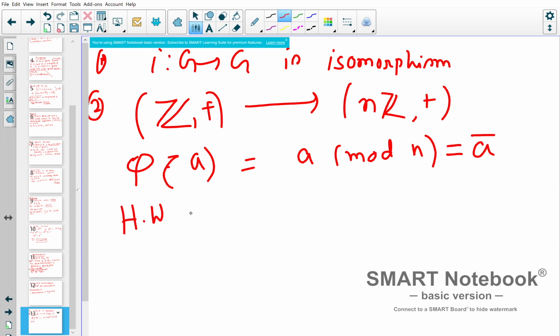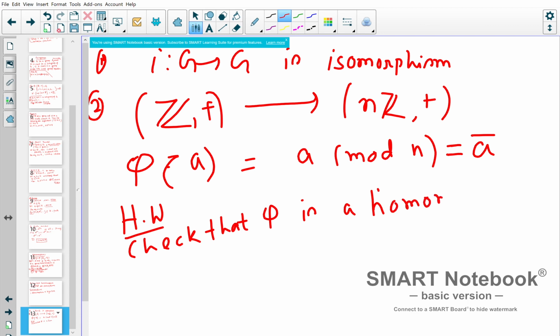Check as homework that phi is a homomorphism. Okay, this is obvious, you can check.